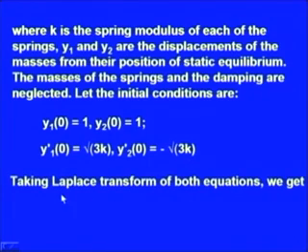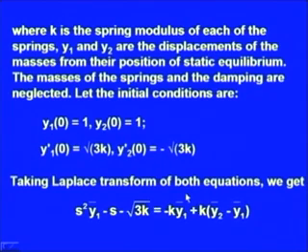Let us take now the Laplace transform of both the equations of motion for the masses m1 and m2. Then we shall have, for the mass m1, s² ȳ1 minus s minus root 3k equal to minus k ȳ1 plus k times (ȳ2 minus ȳ1). On the left hand side there we had d²y1/dt².